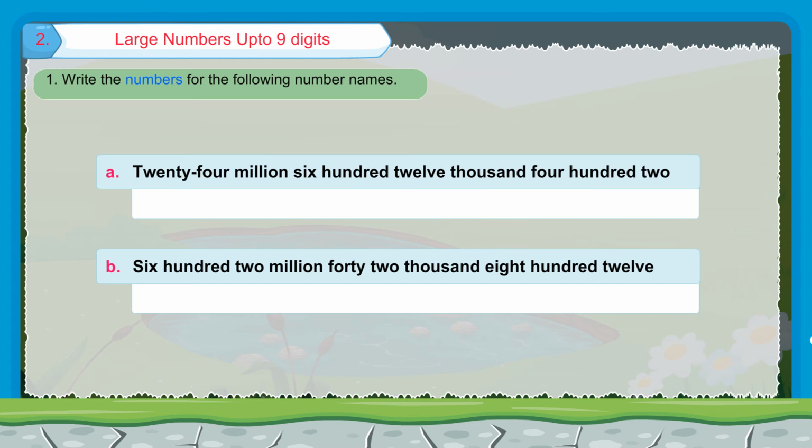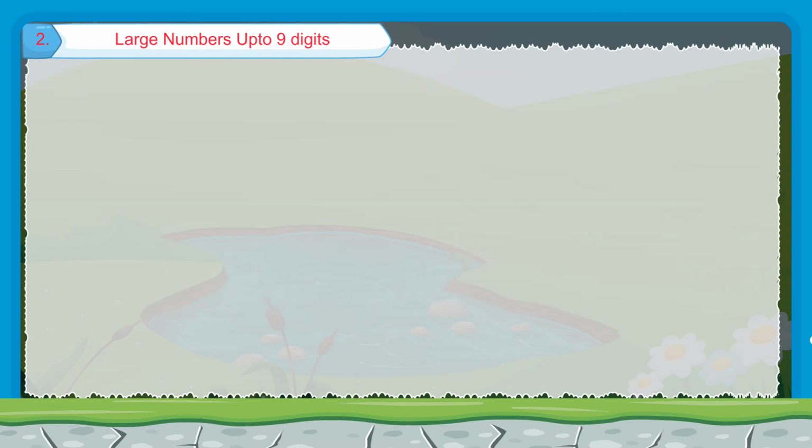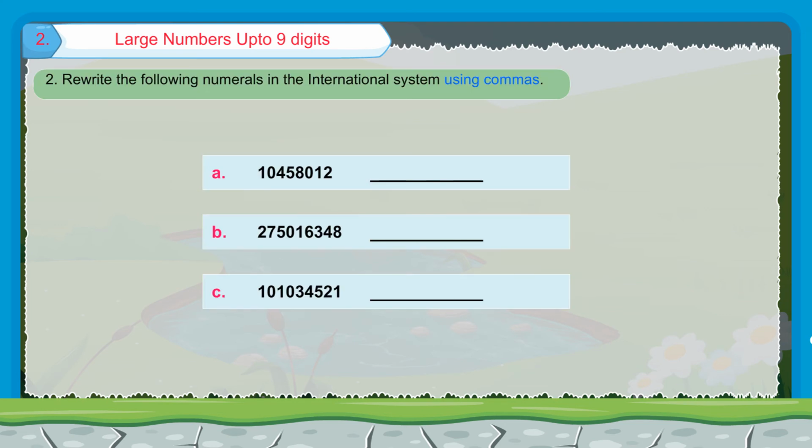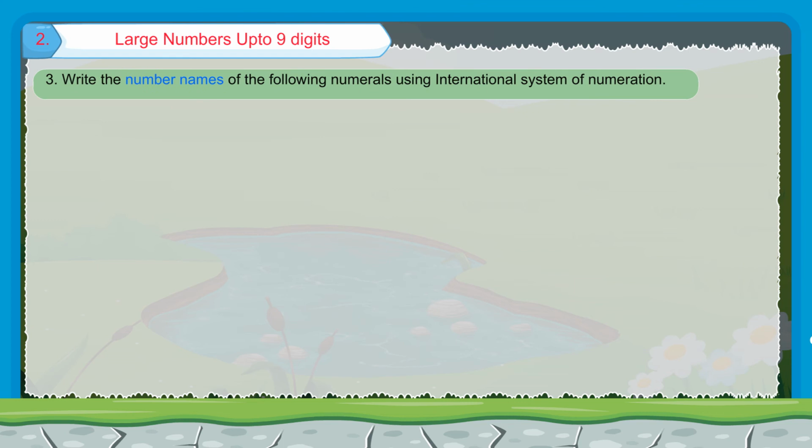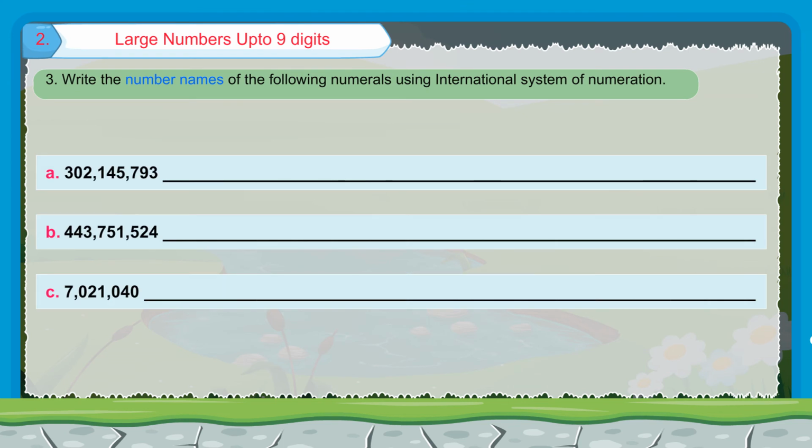1. Write the numbers for the following number names. 2. Rewrite the following numerals in the international system using commas. 3. Write the number names of the following numerals using international system of numeration.